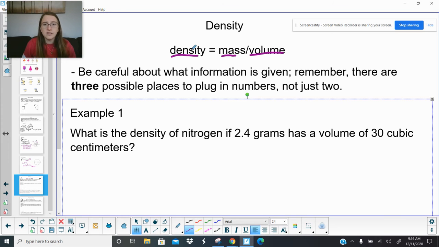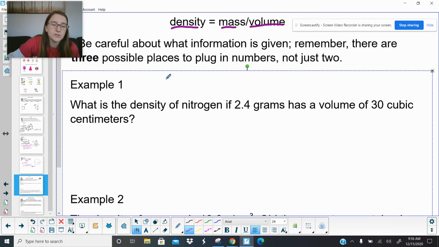Again, that sounds obvious, but sometimes, like I said, we just go, oh, it's mass divided by volume. I will always divide. No. Sometimes, if we have the density, we're going to plug it in here and then it's solved differently. So let's look at these 2 examples. What is the density of nitrogen if 2.4 grams has a volume of 30 cubic centimeters? So again, here's our formula.